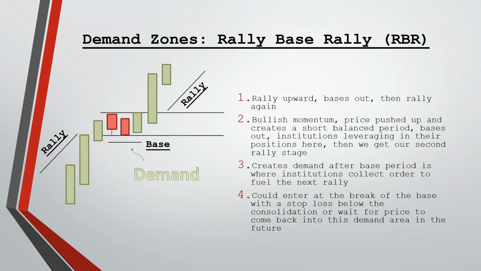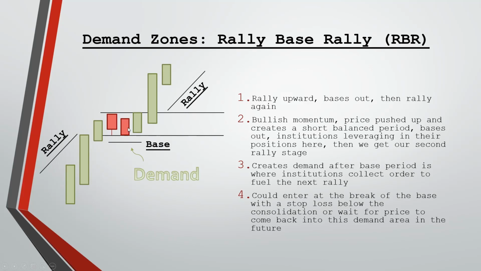Price pushes up and creates a short balance period. So the balance period we're looking at is the base. And what they do in this basing period is where these institutions start leveraging in their position here. And then we get our second rally up after they attract the price to come up. So this is where they leverage their position. This is where unfilled orders are going to be in the past. Creates a demand zone here, right?